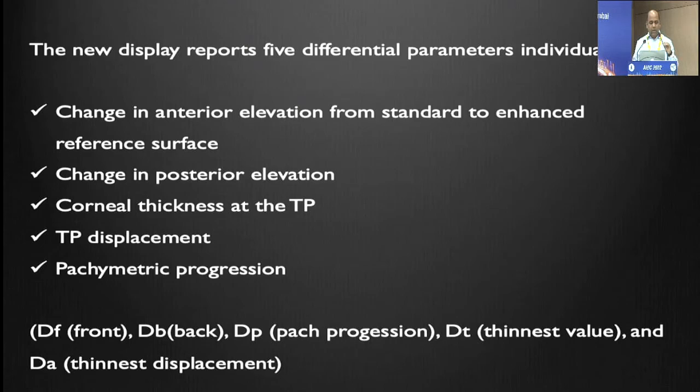Coming to the last part, the new display report gives 5 differential parameters: change in anterior elevation from standard to enhanced reference surface, change in posterior elevation, corneal thickness at the thinnest point, displacement, that means its distance from the pupil center. The further the thinnest point from the pupil center, the more chances of getting keratoconus. And then pachymetry progression.